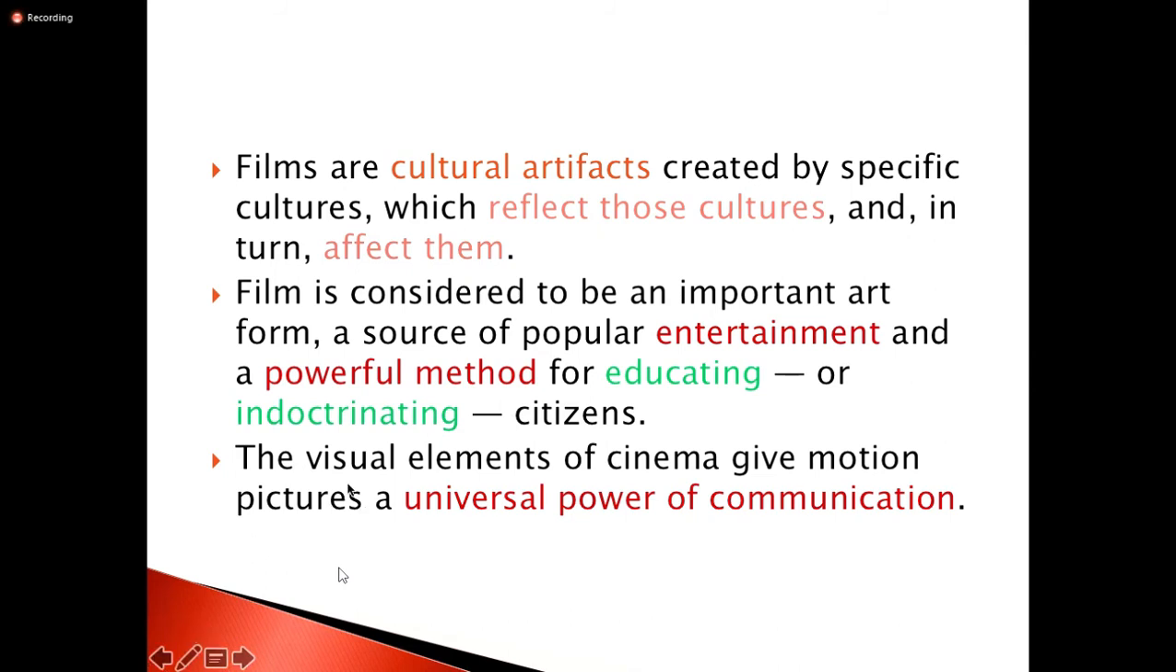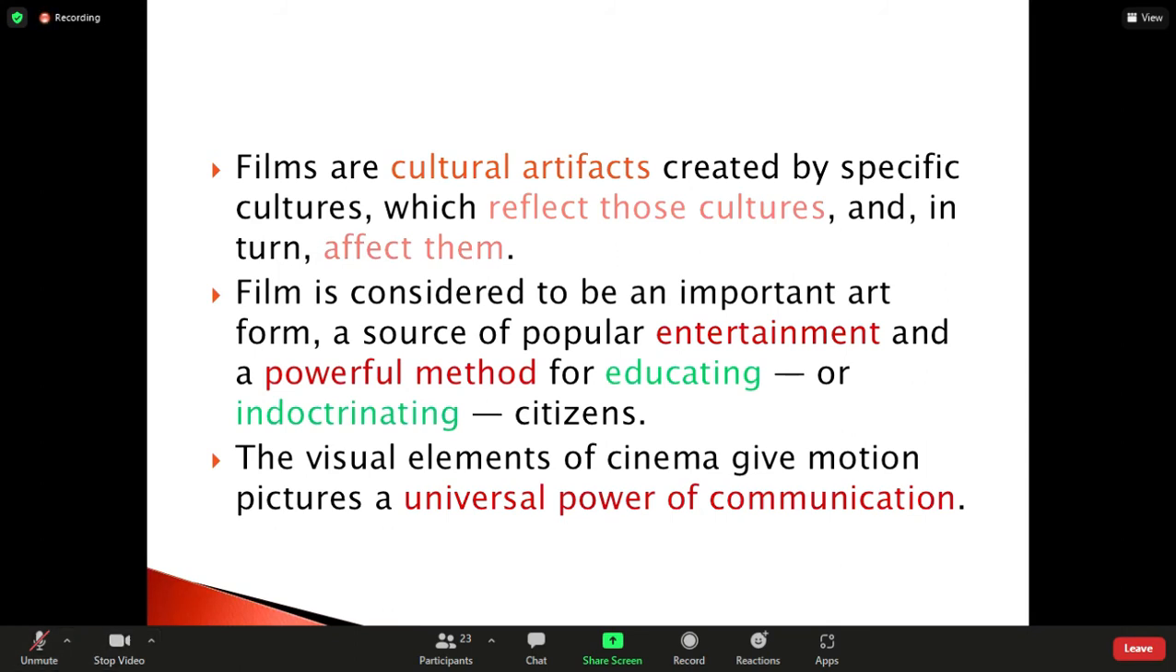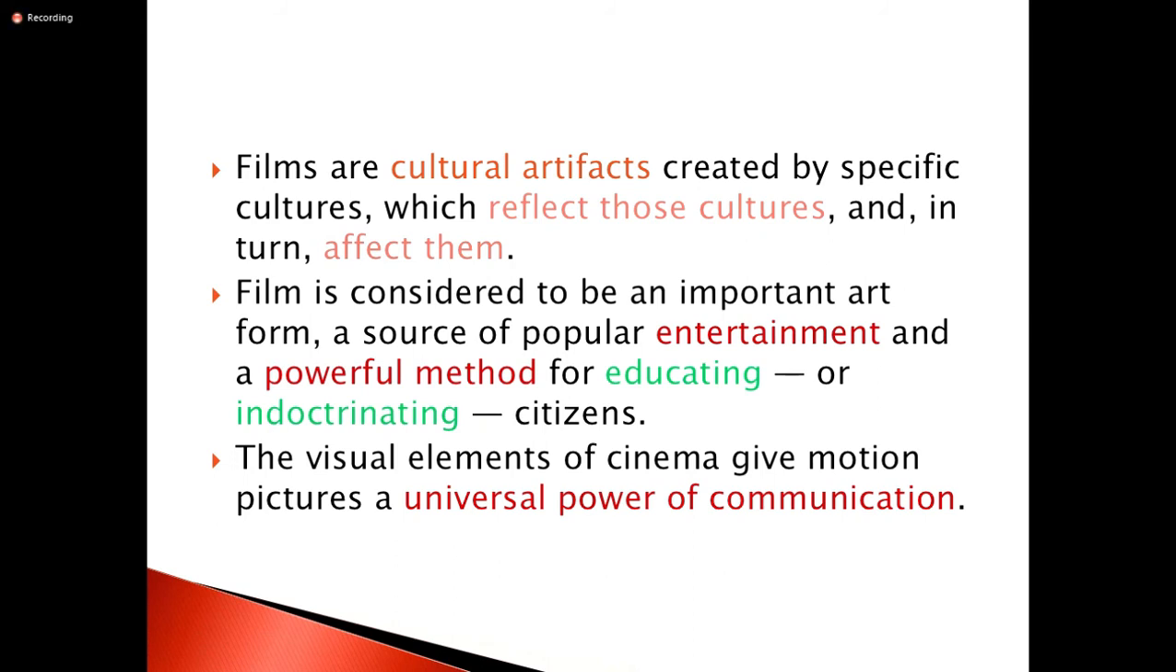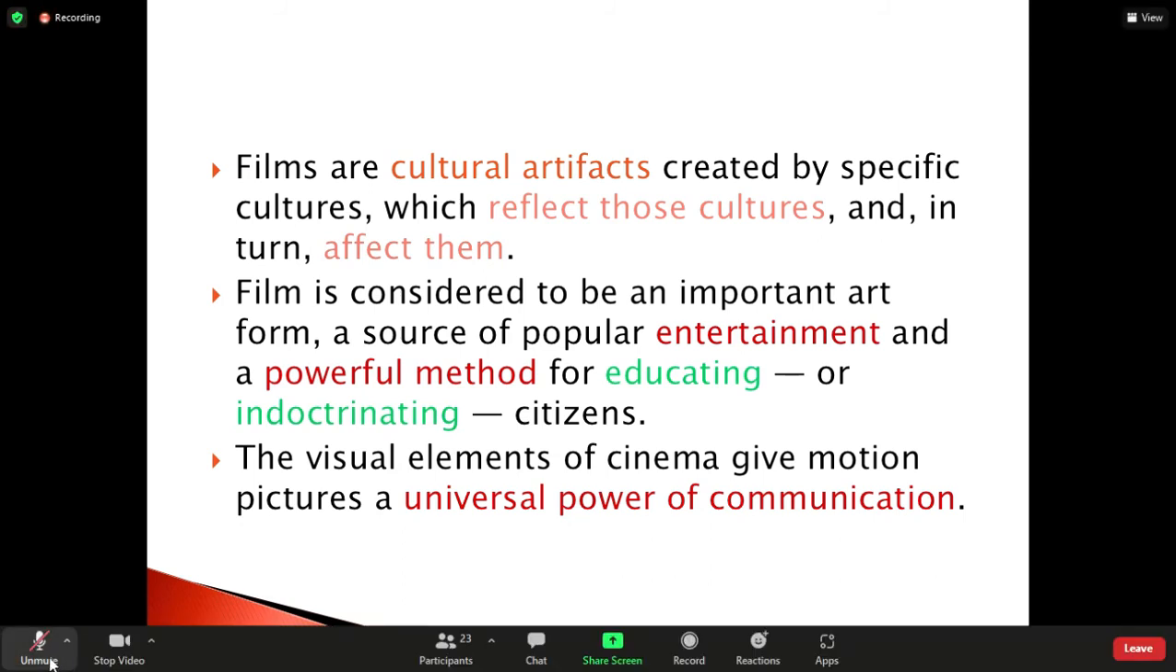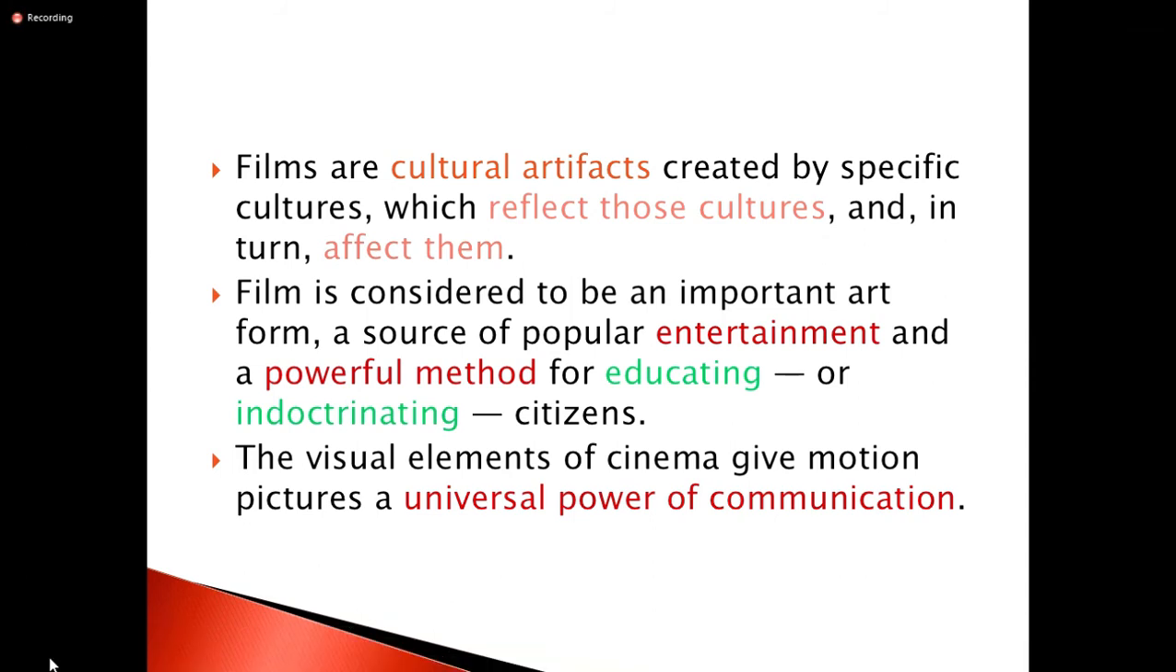Here we also have the visual elements of cinema, which give motion pictures a universal power of communication. More universal power of communication compared to a novel, for example. It is more easily understood by people, although they don't understand the language, meaning the utterances, because of the acting. So sometimes you enjoy silent movies. Do you sometimes enjoy silent movies? There are no words, but you could understand that. It's what is called the universal power of communication. That's why it is capable of being understood by more mass audiences.